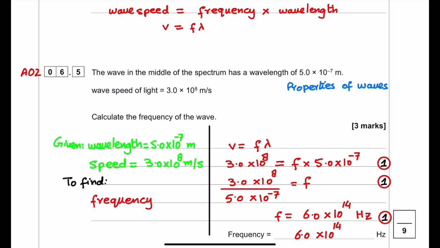From 6.4, we know that V is equal to f times lambda. Wavelength and speed are already given, so we will use these values in our equation. So the speed is 3 times 10 to the power 8 meter per second, and the frequency we need to find, whereas the wavelength is given, 5 times 10 to the power minus 7 meter. By rearranging the equation, the frequency is 6 times 10 to the power 14 Hertz. Frequency of the wave: 6 times 10 to the power 14 Hertz. The marks distribution is given along each required step.